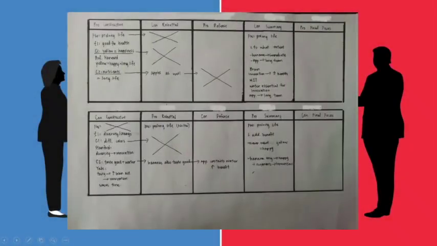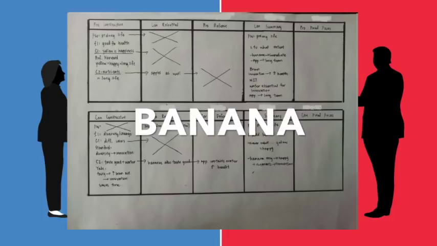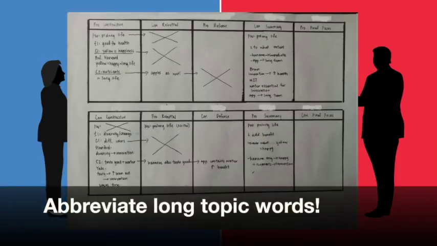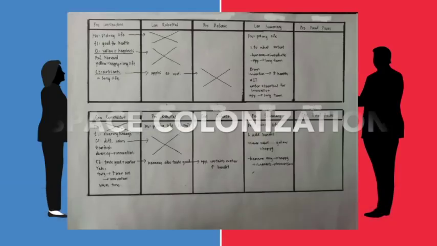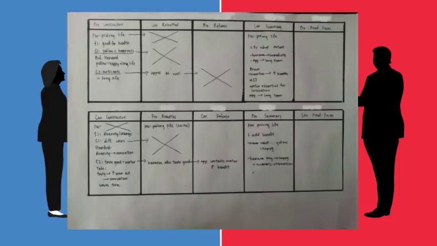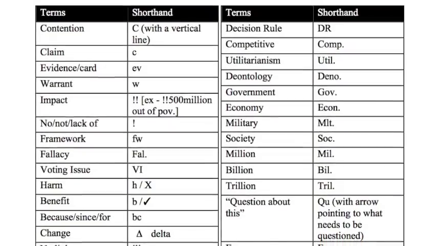As you can see, I did not quite finish flowing when the time went up. For the sake of understanding the flow without too much trouble, I wrote out entire words, like banana. But during a debate, topic words should always be abbreviated. Imagine if you wrote out space colonization every time it was mentioned. Just a reminder that the purpose of this flow was just to show you the organization of flowing and the importance of shorthand. Try your best not to use entire words.